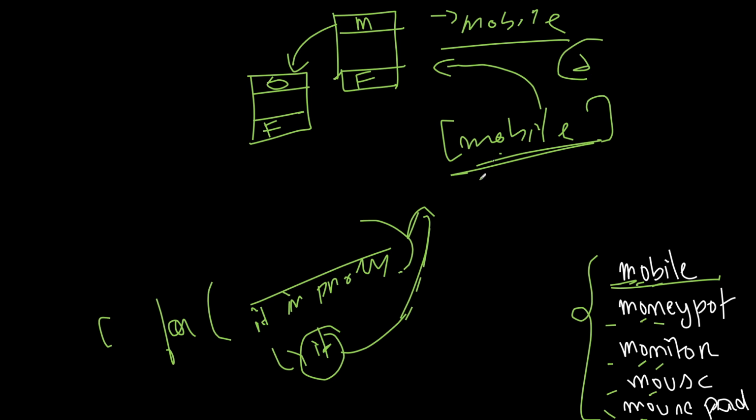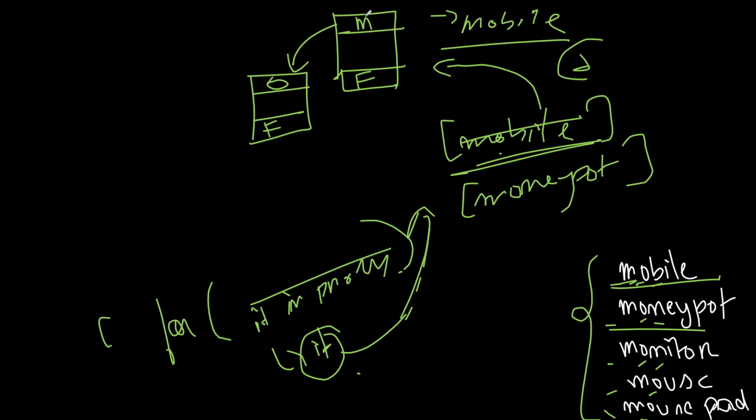Now suppose this mobile iteration is complete. In the second iteration you will have money pot. Instead of mobile, now you will send money pot to the insert operation. So again it will start. It's m, right? It's m again.